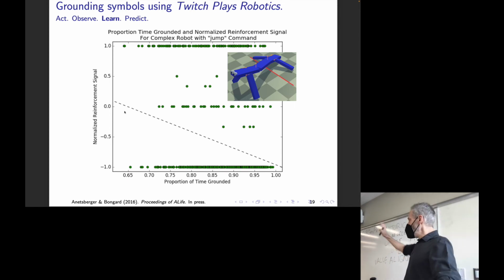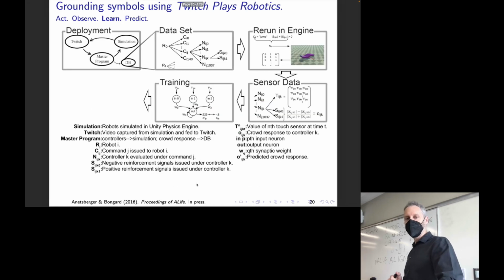Okay. All right, back to Twitch Plays Robotics, sort of a smaller laboratory for testing these ideas. In this case, Joey kind of cheated by already telling the robot what jump means. It has something to do with the proportion of time spent on the ground. We want the robot to figure out on its own what JUMP means. So we took this one step further.